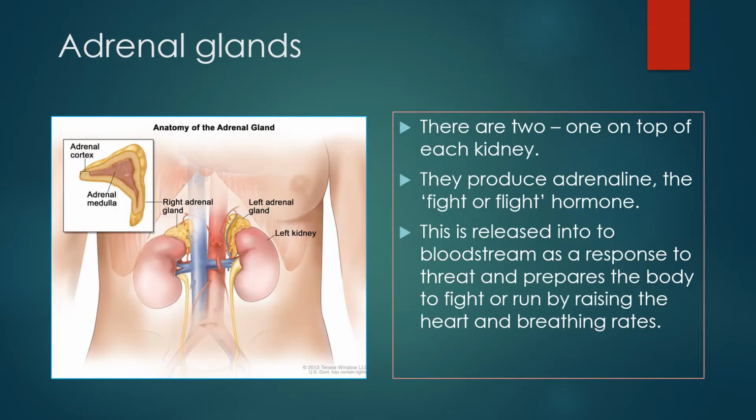Adrenal glands, there are 2, one on top of each kidney. Now, the way to remember it is adrenal, adrenaline. So they produce adrenaline, the fight or flight hormone. So if someone comes towards us with a knife, we either decide to fight for our life, or we would run away. And the hormone that helps us whilst this is happening is the adrenaline.